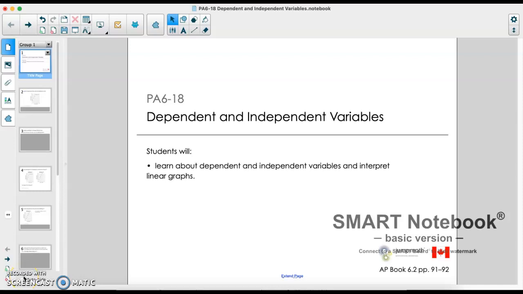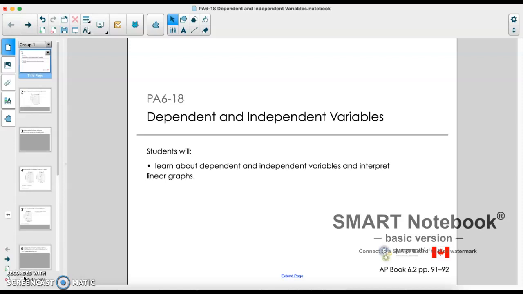We're going to keep going with our patterns in algebra unit. And this time we're going to look at something called dependent and independent variables. The goal for the end of this lesson and the practice in the workbook is that you can learn about dependent and independent variables.